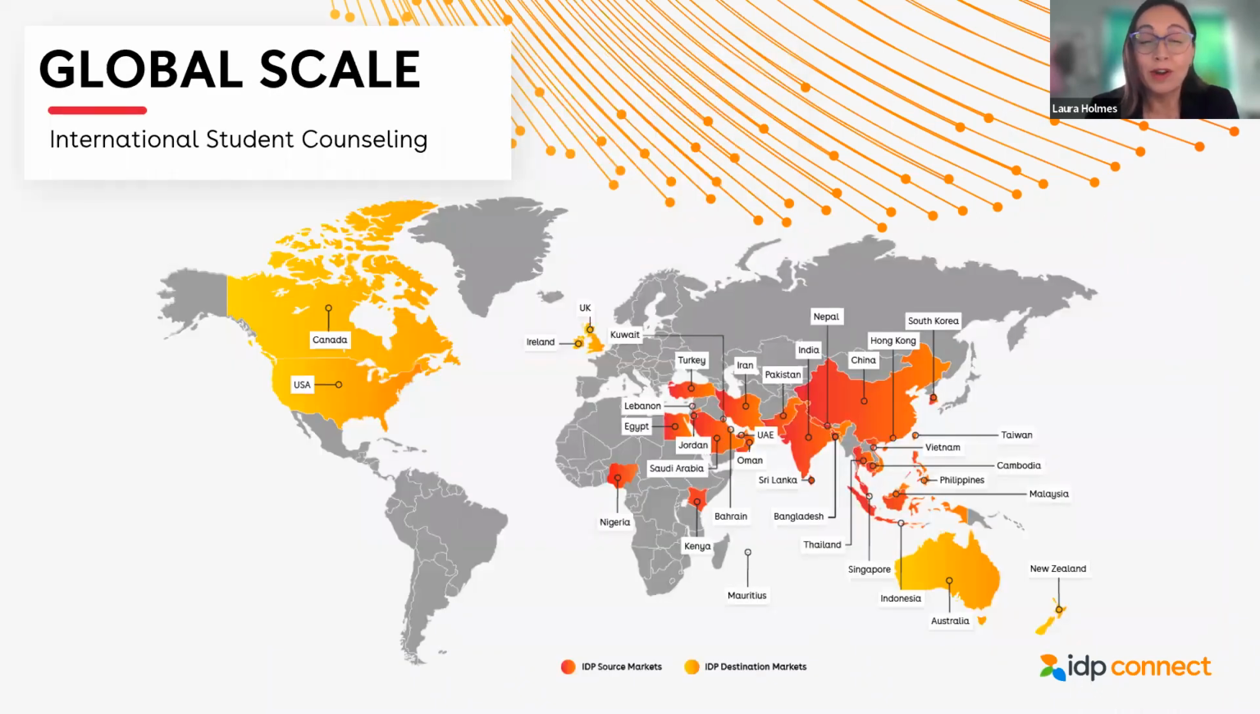I'll first start with our global scale and our international student counseling services. In the areas that you see on the screen that are the orangish red color, those are locations where we have physical offices, where international students from those countries are able to sit down with our international student counselors and talk to them about the best fit colleges and universities for the students, depending on their overall needs. And the yellowish color, those are the destinations where we send students. So we partner with institutions in the US, in Canada, in Ireland, UK, Australia, and New Zealand.